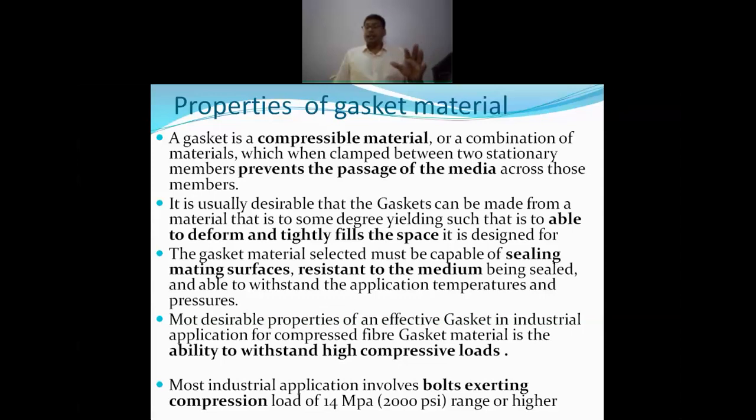Can be a metal, can be asbestos, can be plastic, can be paper, can be cloth. So it can be a material or combination of materials, which when clamped together in between two stationary members prevents the passage of the media across these two members, across these two flanges.